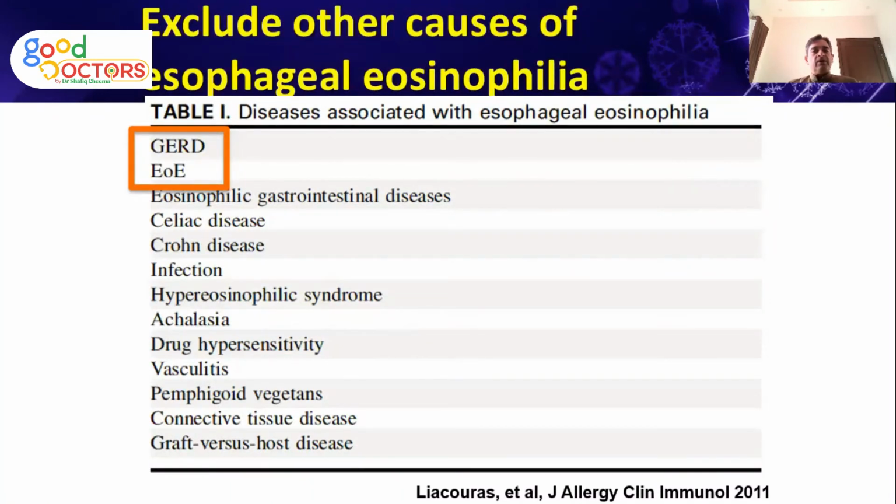Another thing we need to be careful of is that there are so many other diseases of the esophagus which will have eosinophilia. The most important is GERD, and apart from that, celiac disease, Crohn's, and infection. So it's not just the presence of eosinophils, it's the number of eosinophils that should be more than 15, in a patient with symptoms which are suggestive of this particular possibility.